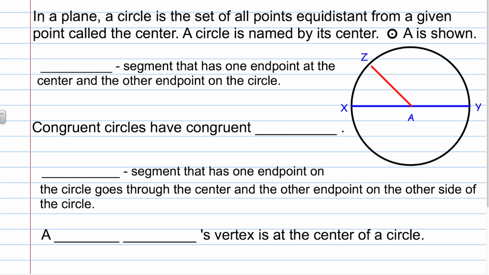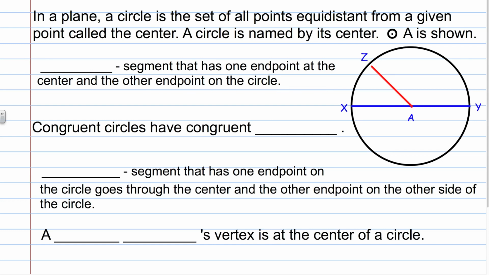Here we have some information related to circles, some basic terminology, and if you don't understand this or know this, you should take a moment or a few moments to study over it or even write it down. In a plane, a circle is the set of all points equidistant from a given point called the center. A circle is named by its center. Circle A is shown. So from that, we can see here the center of the circle is going to be this point A.